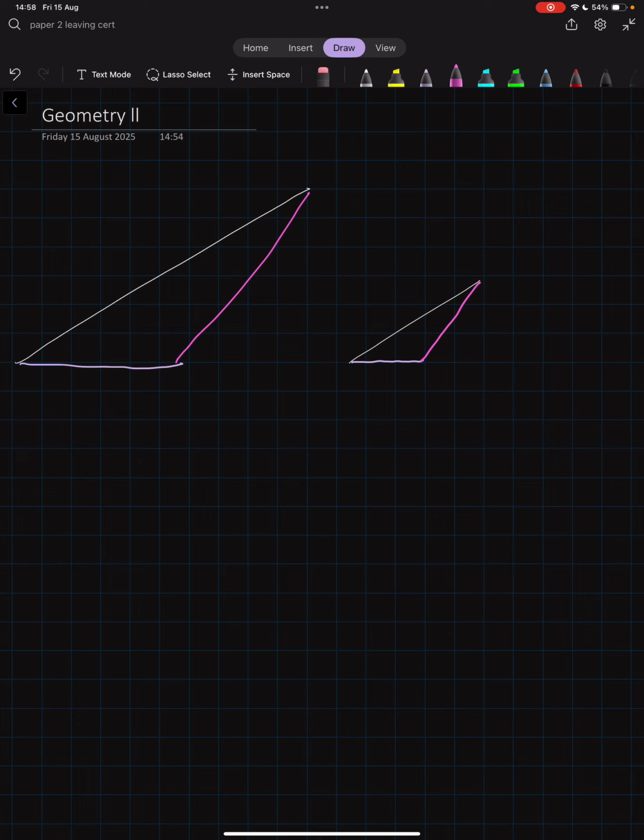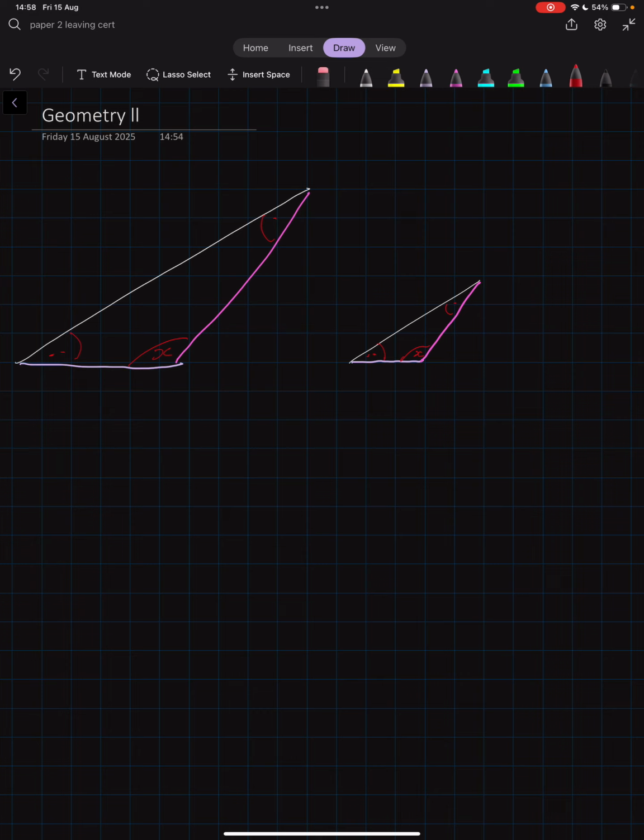Hopefully it makes sense what I mean: this angle is the same as this angle, this angle is the same as this angle, and this angle is the same as this angle. It's basically just that the one on the right is just smaller. That's basically all it is.